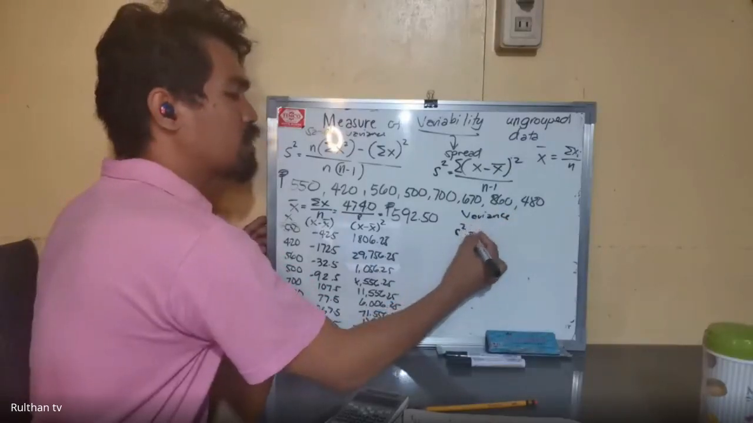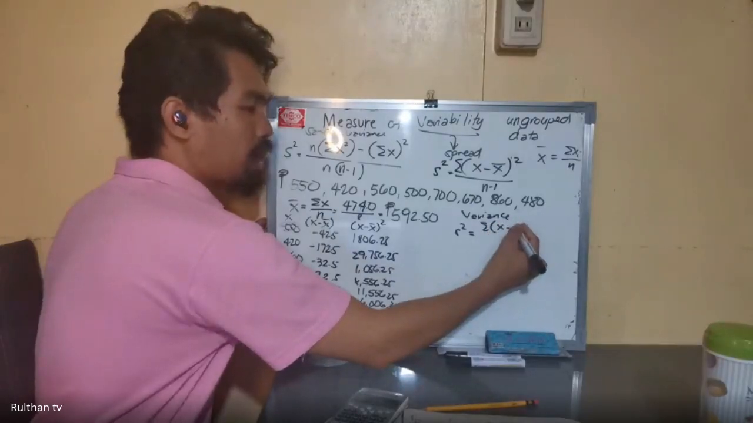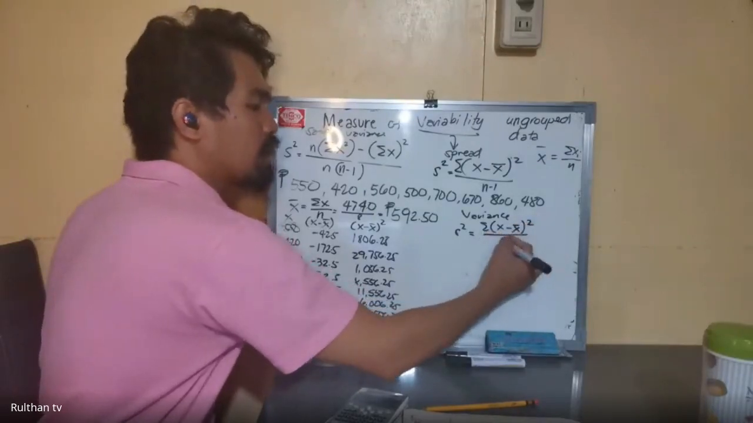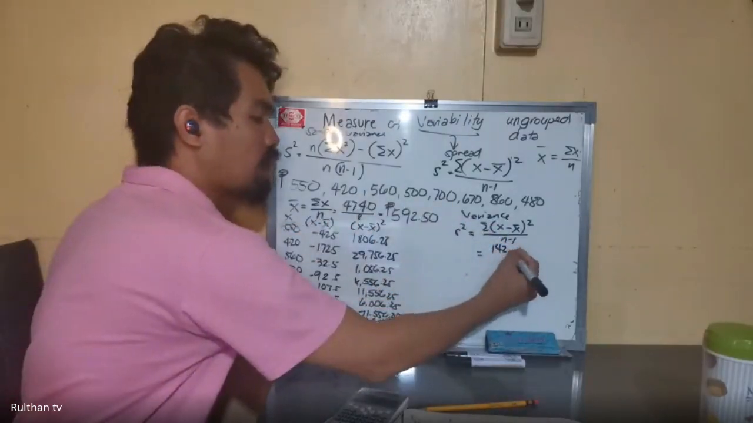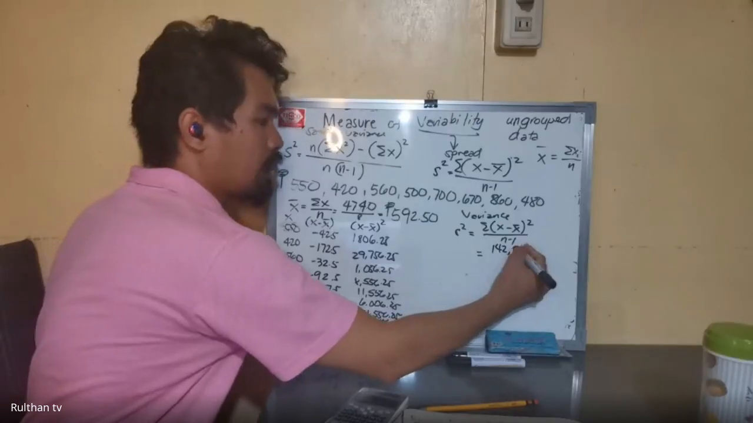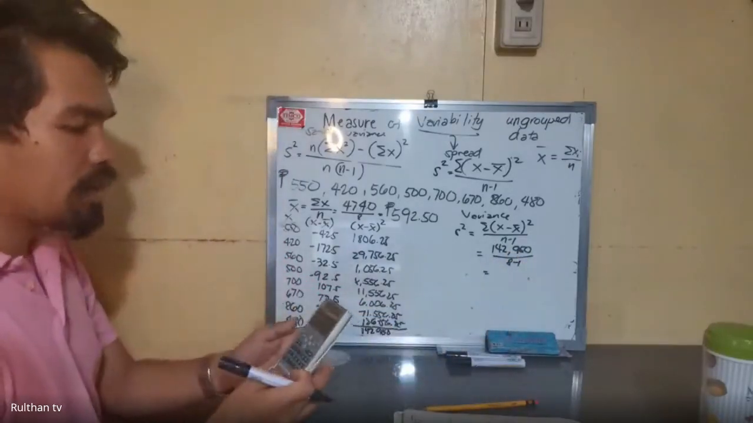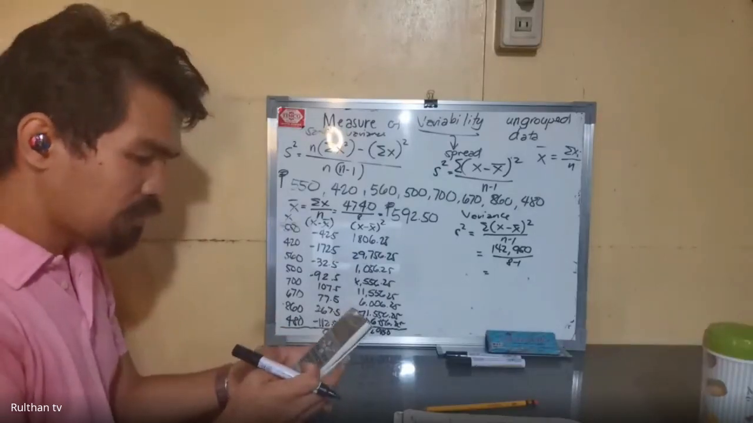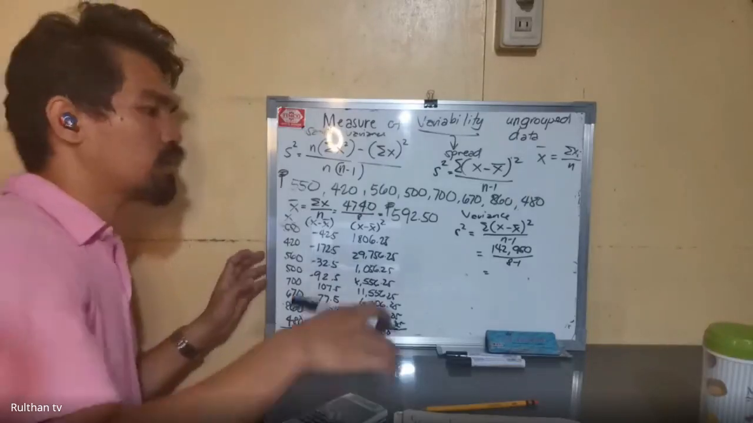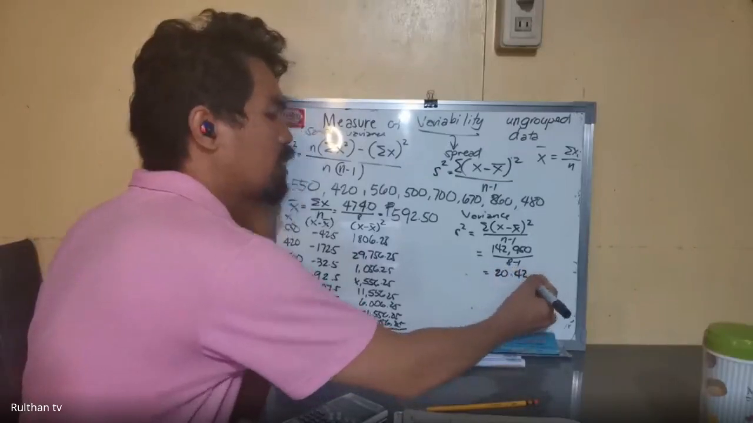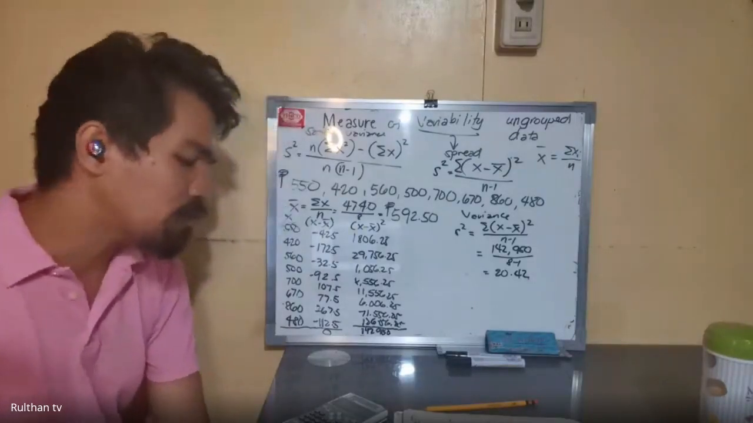s squared equals the summation of the difference of each score minus the mean squared, divided by n minus 1. Our summation is the summation of the third column, which is 142,950, divided by our n, which is 8, so 8 minus 1. What is our variance? 142,950 divided by 7 is 20.42. Again, we make our answer rounded to the nearest hundredths place. So we have 20.42, that is the variance.